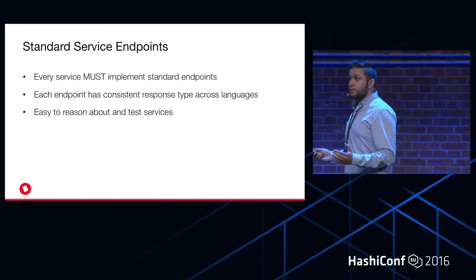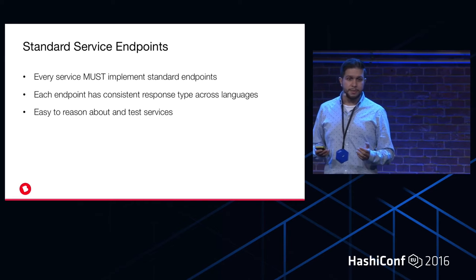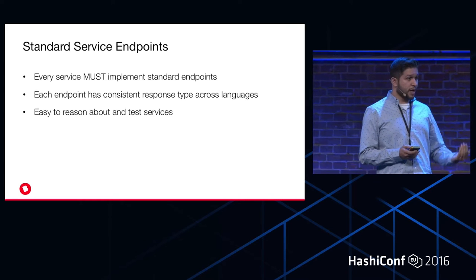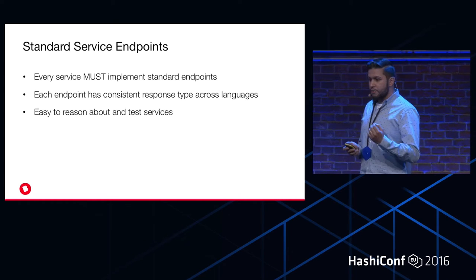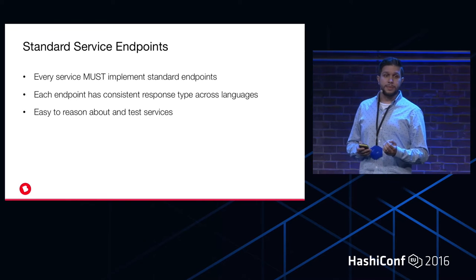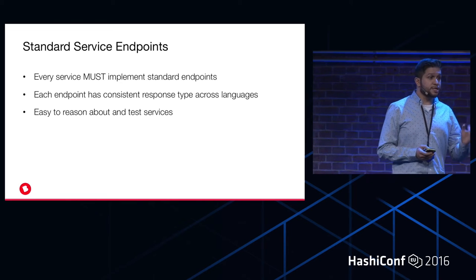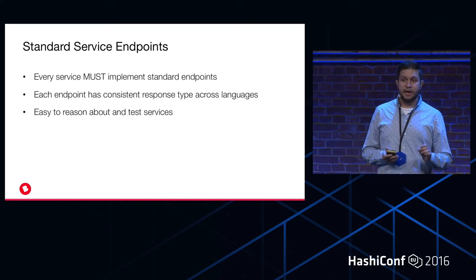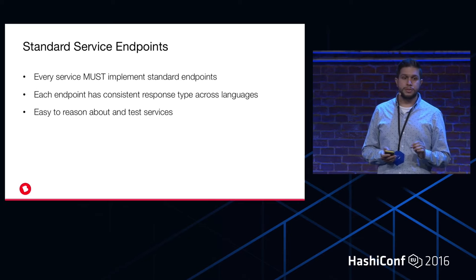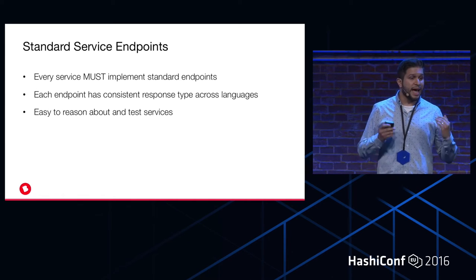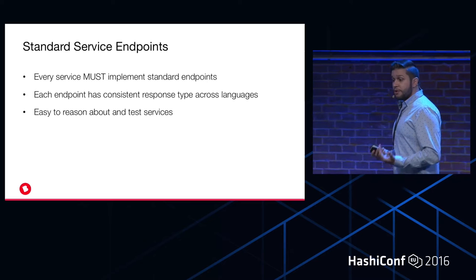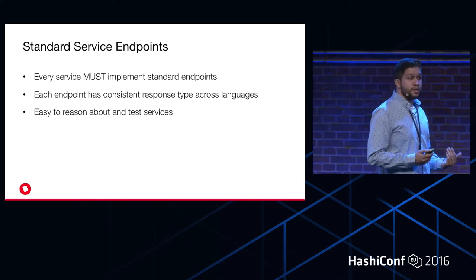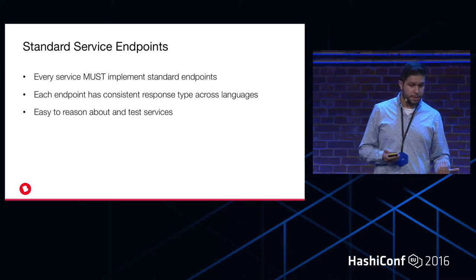As we very quickly grew our architecture to over 80 different backend components, we needed to have a standardized way to interact with them. So we decided that every single service has to implement a standard set of endpoints. And each of those endpoints, regardless of what language the component is written in, has to have a consistent standard output. So if you expect JSON with certain keys, it has to be there. And it makes it very easy for us to reason about and test services, whether we've had experience with them for years or whether they were only deployed a couple of days ago.